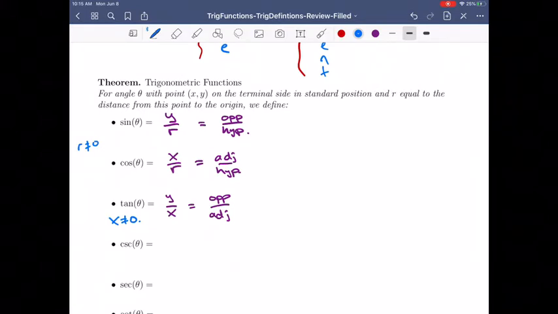Now we could also write tan. So y over x is the same as y over r divided by x over r. The r's cancel out, I get y over x. So that's actually sine theta over cos theta. That's our first trig identity.